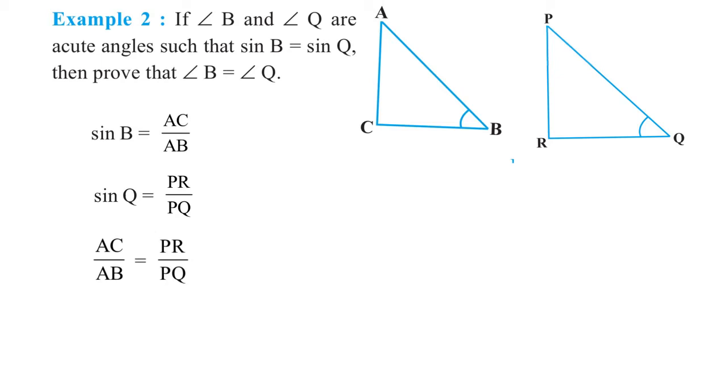Can I write the same thing? I can bring PR over here and AB over there. It's the same thing. So, I will write AC over PR is equal to AB over PQ. Let's label those things as equal to K. Let's label this as our equation 1. So, in other words, AC over PR is equal to K, AB over PQ is equal to K.